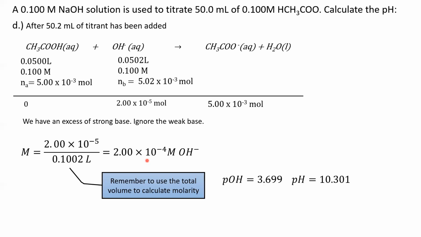All right, so pOH, good, is 3.699. pH is 10.301. Good.